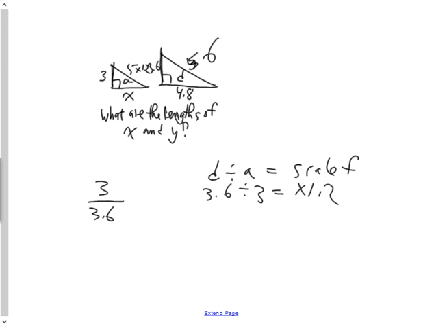And x times 1.2 equals 4.8. I actually have an algebra question. x multiplied by 1.2 equals 4.8. Divide both sides by 1.2, and x will equal 4. Easy peasy.